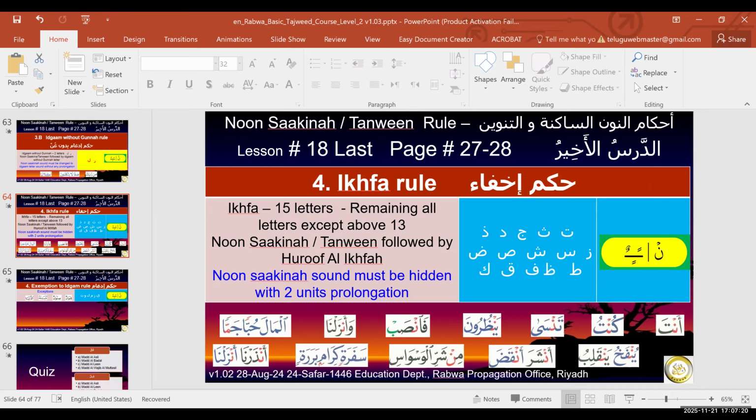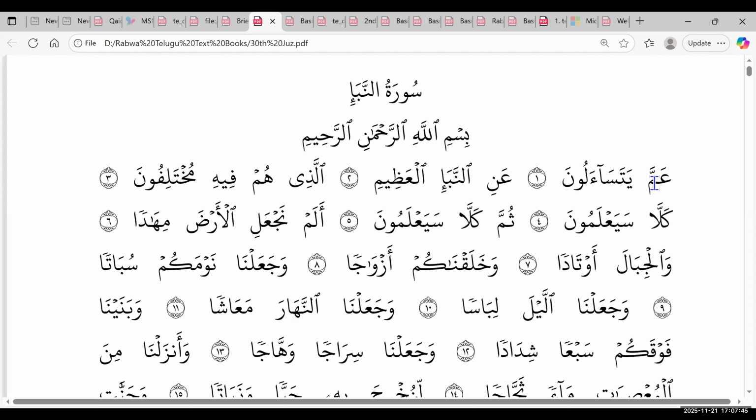So what I'm going to do in the coming classes, I will open the Juz Amma, and I will ask each one to read one ayah and explain the Tajweed rules in that one. For example, here, Auzubillahi minash shaitani rajim, Amma yatasaalun. Here, if you see which Tajweed rule is coming, Meem is having shadda, so meem gunna must be applied here. 2 units of gunna. Amma.